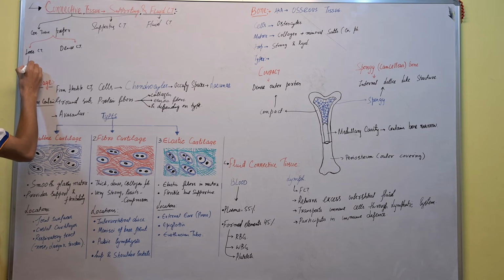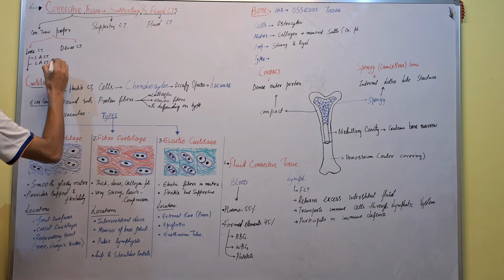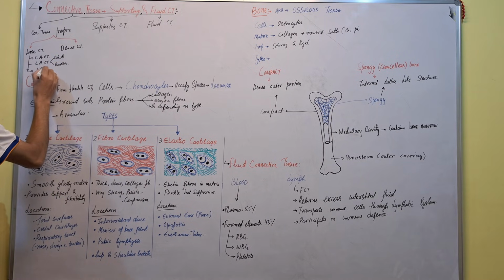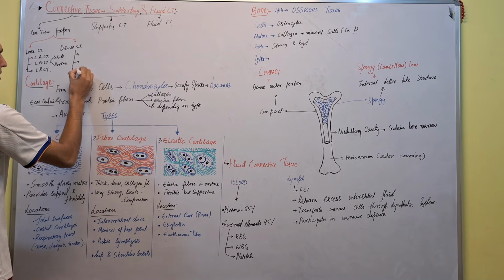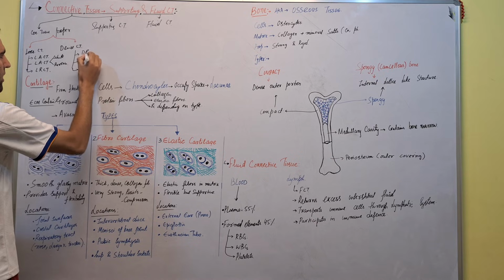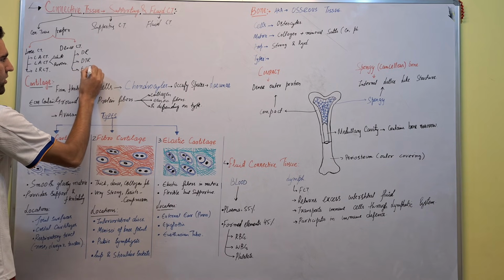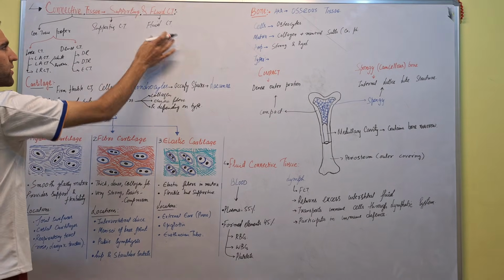In loose, we have further three types. That is, we have loose areolar connective tissue, then we have loose adipose connective tissue. In loose adipose, we have further two, that is white and brown, and then we have loose reticular connective tissue. In the dense, similarly we have three types, that is dense regular, dense irregular, and elastic connective tissue. Then coming to today's topic, that is supporting connective tissue and fluid connective tissue.